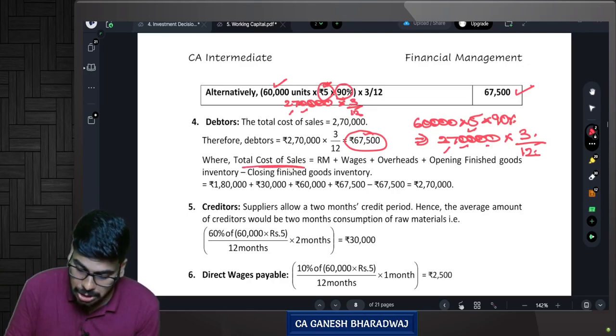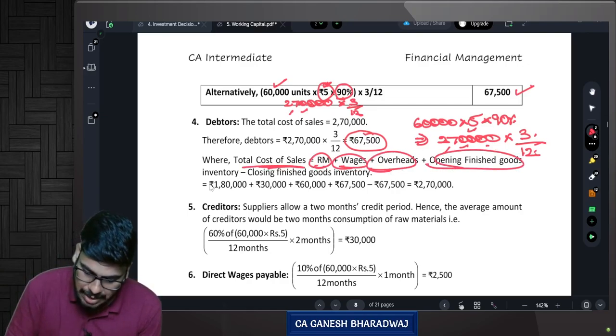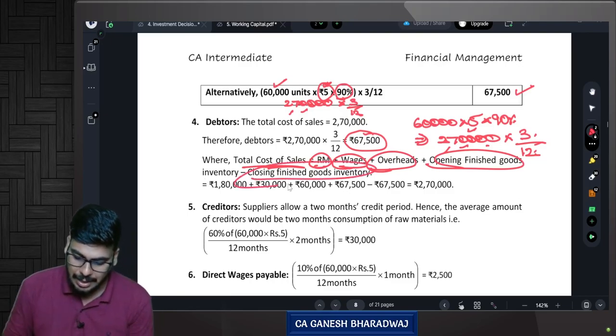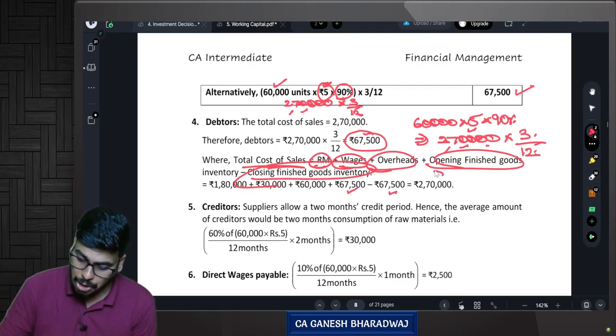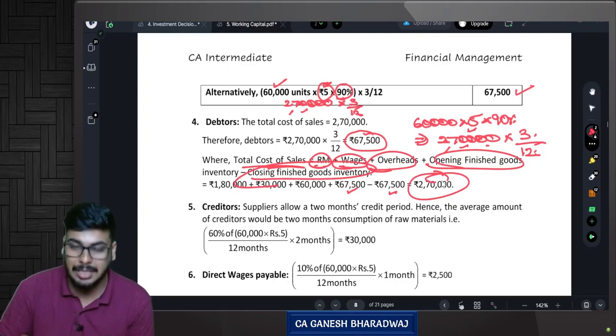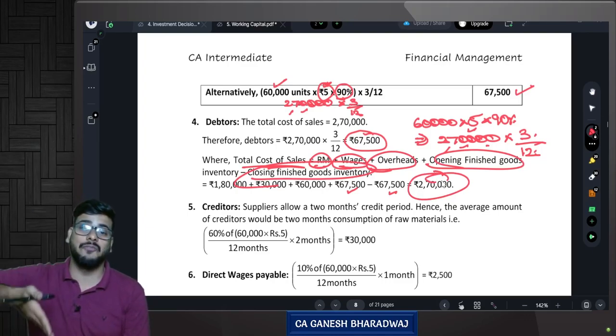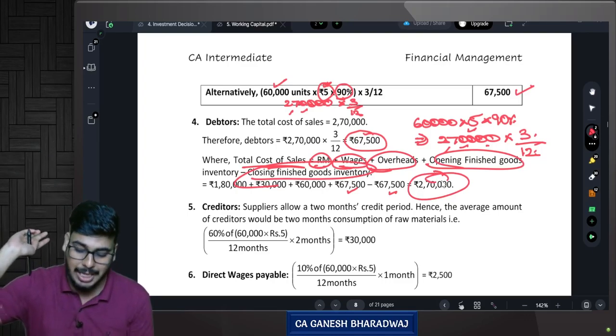Where the total cost of sales is raw material plus wages plus overheads plus opening FG minus closing FG. Here, opening FG and closing FG are not given, so we can assume them to be equal. So now your overall total cost is going to be 2,70,000. This is where I said the format of the cost sheet you can also use. Are you clear with this?